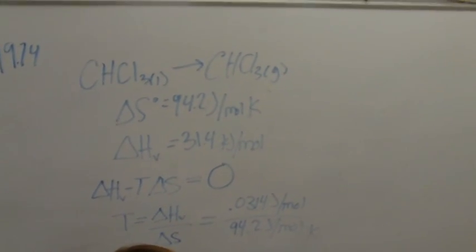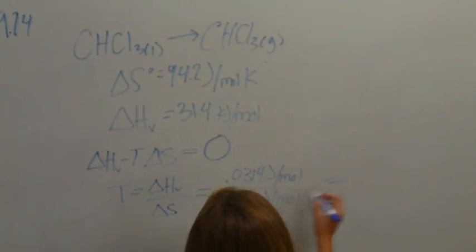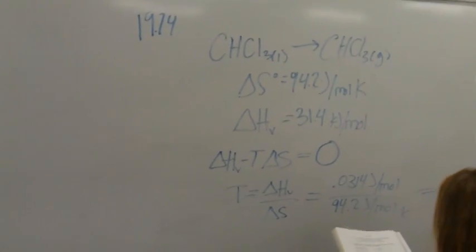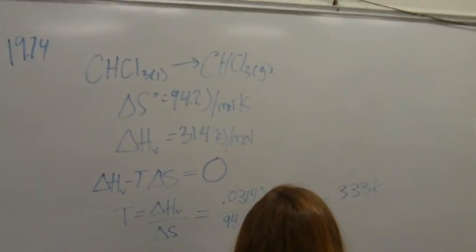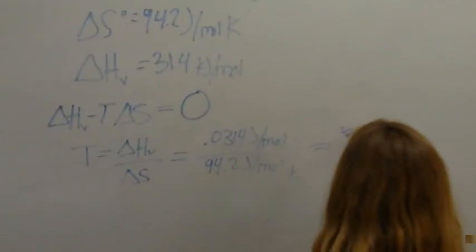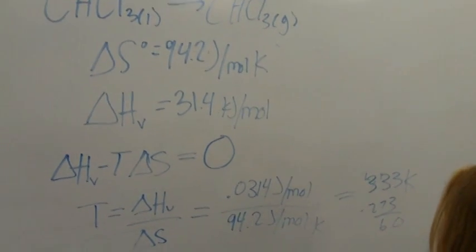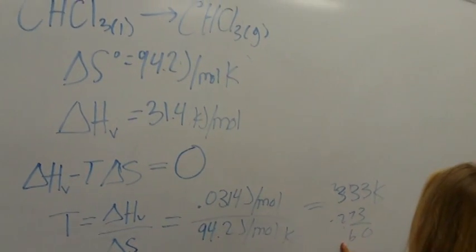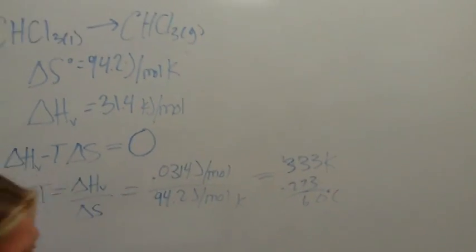So this gives us our answer when we plug it into the calculator. Temperature equals 333 Kelvin, which if you want it in Celsius, you have to minus 273, so it's 60 degrees, sorry, 260 degrees. No, 60. Oh, yeah, 60 degrees Celsius or 333 degrees Kelvin.